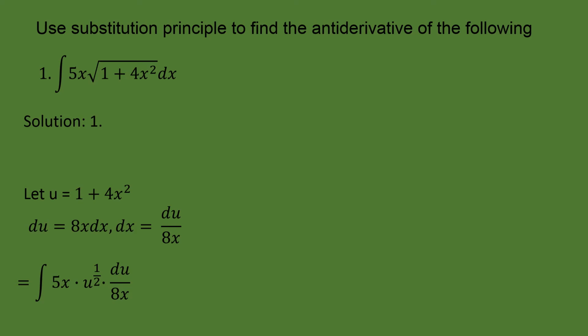As we observe, we have here 5x and 8x. The variable x will be cancelled out. So we can now factor out 5 over 8 times the integral of u raised to the power 1 half du. Then for this part, we can now apply the formula for getting the antiderivative of this function by adding 1 to the exponent and also in the denominator. So it becomes 5 over 8 times the quantity of u raised to the power of 1 half plus 1, and also in the denominator, we have 1 half plus 1. Then we have plus c.